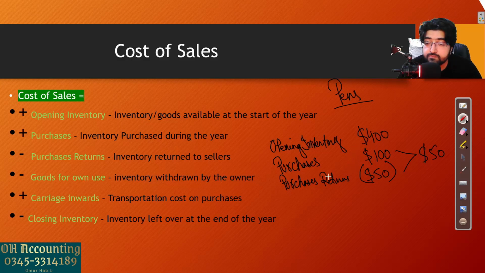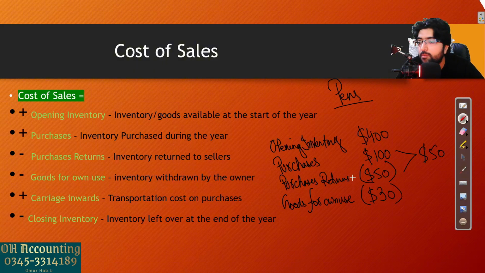Then the owner also took pens worth $30 home. So those are goods for own use. From where will he take this pen? From either the opening inventory or purchases, right? Which is my cost of sales. So if he is taking pens worth $30 out of the business, I will also have to exclude this amount from my cost of sales, right? So I'm excluding that as well.